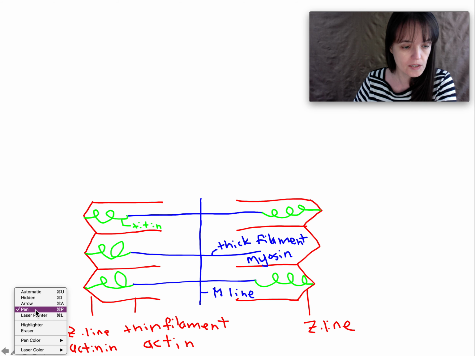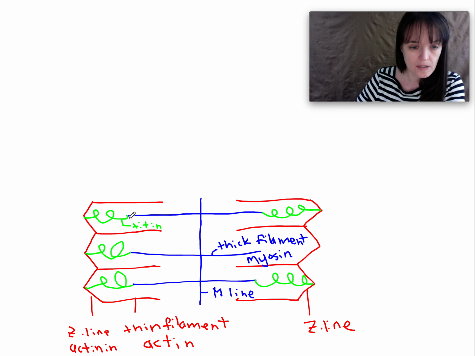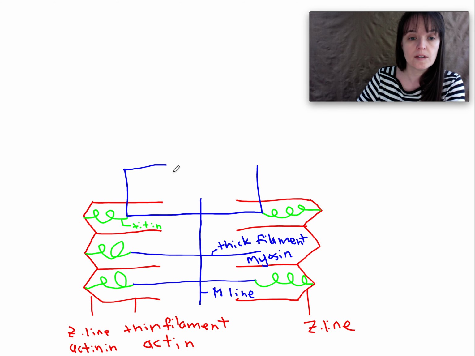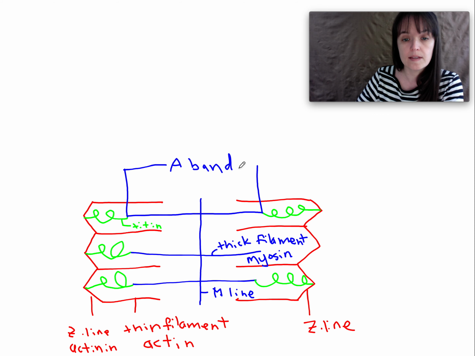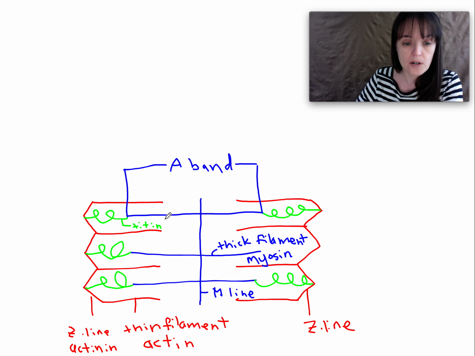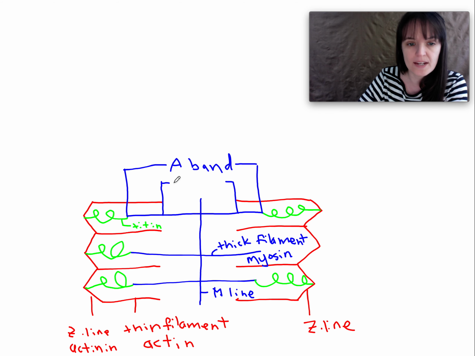So, let's do blue. The length of the thick filaments is the A band. The A band is the length of the thick filaments. Now the part here where there's only thick filaments and no thin filaments is the H band, or the H zone, either way.